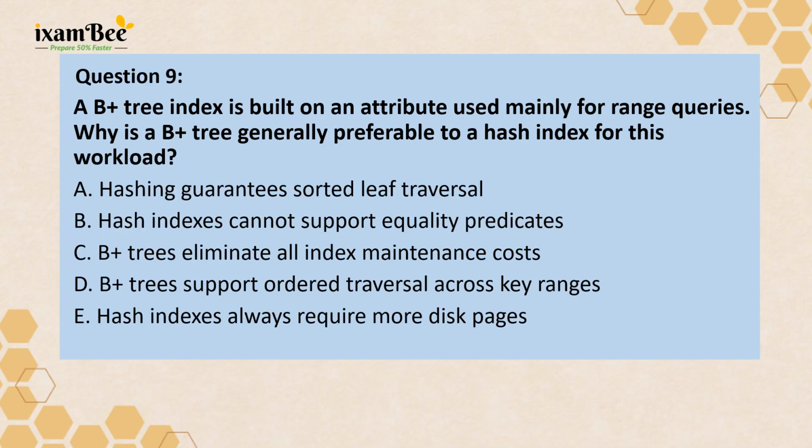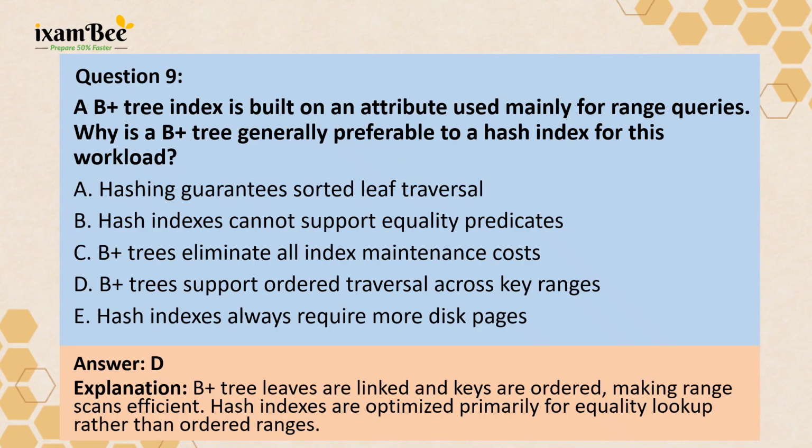Now in this question, a B+ tree index is built on an attribute used mainly for range queries. Why is a B+ tree generally preferable to a hash index for this workload? The correct answer here is D, which is B+ trees support ordered traversal across key ranges. The workload described here is range queries. So ask yourself, which structure preserves order?